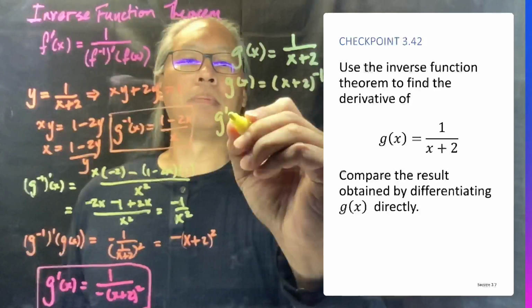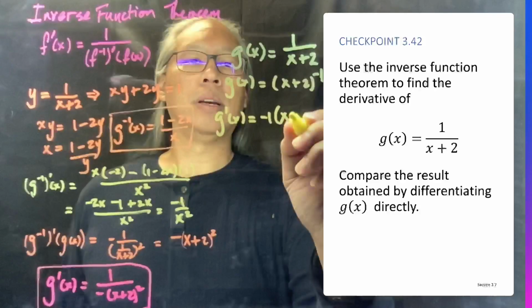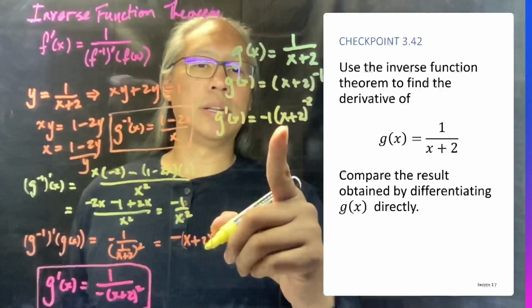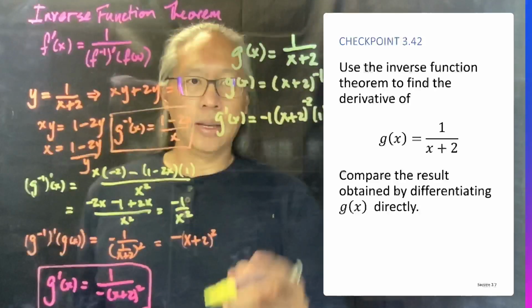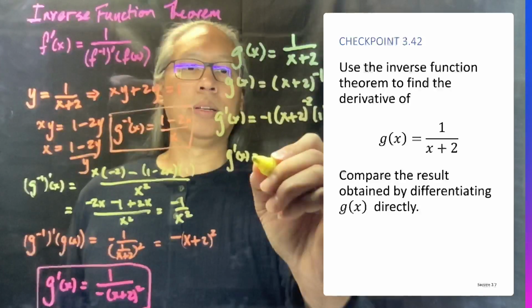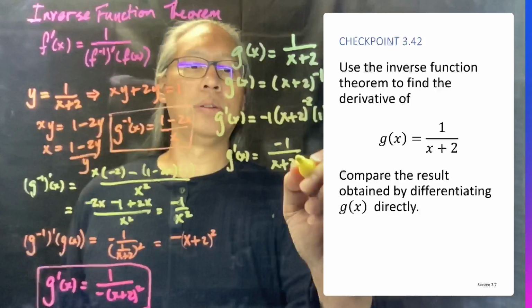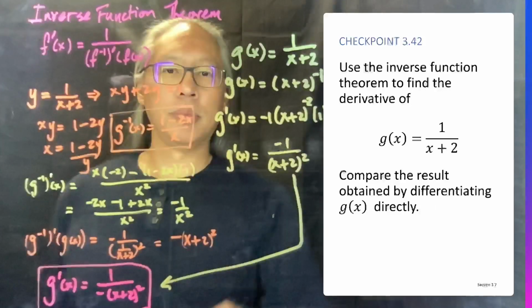So g prime of x is going to be negative 1 times x plus 2 to the negative 2 power times the derivative of the inside, the chain rule, but that's just equal to 1. And if we rewrite this, g prime of x is equal to negative 1 divided by x plus 2 quantity squared. And we'll see that that matches up.